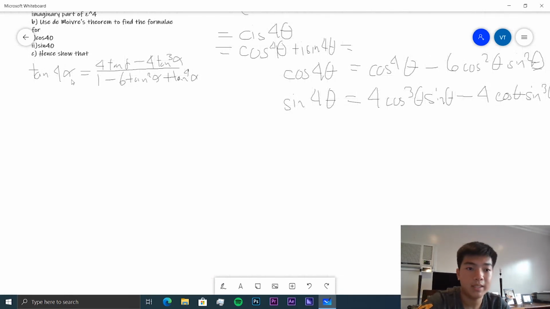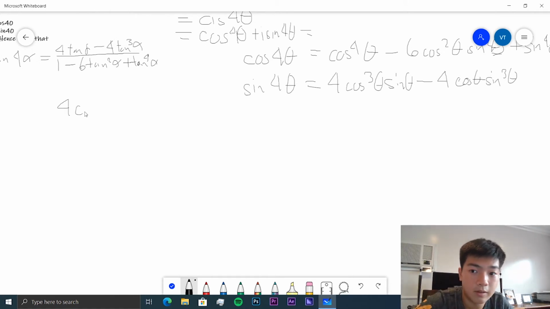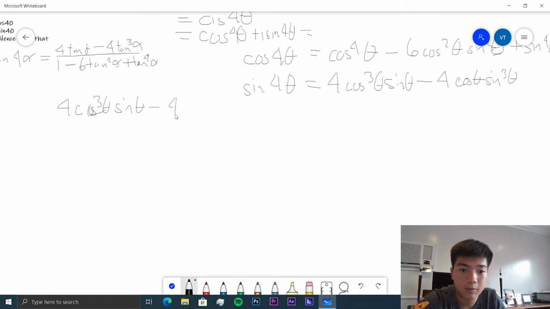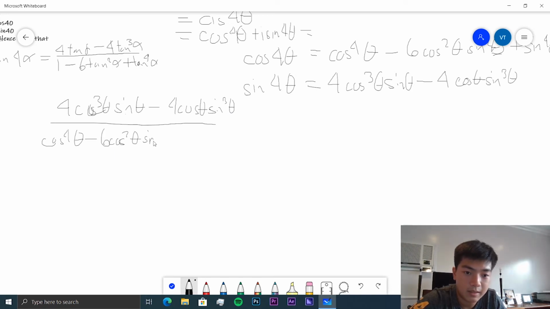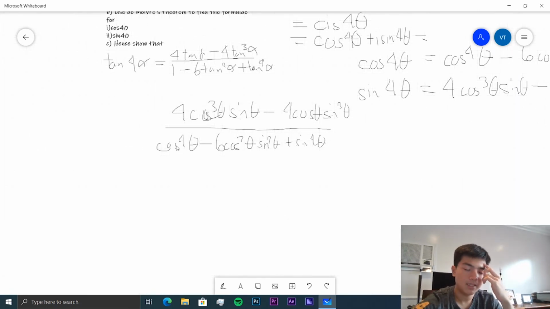So we know this is equal to sine over cosine, so this is going to be 4 cosine cubed theta sine theta, I guess alpha, but I'll just use theta, minus 4 cosine theta sine cubed theta, all over cosine to the 4 theta minus 6 cosine squared theta sine squared theta plus sine to the 4 theta. And so the strategy here is we need to divide everything by cosine to the 4 theta.